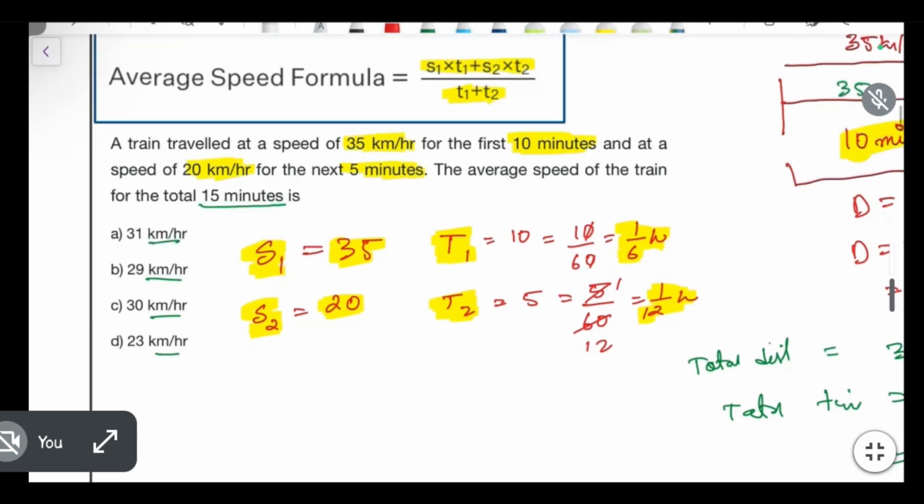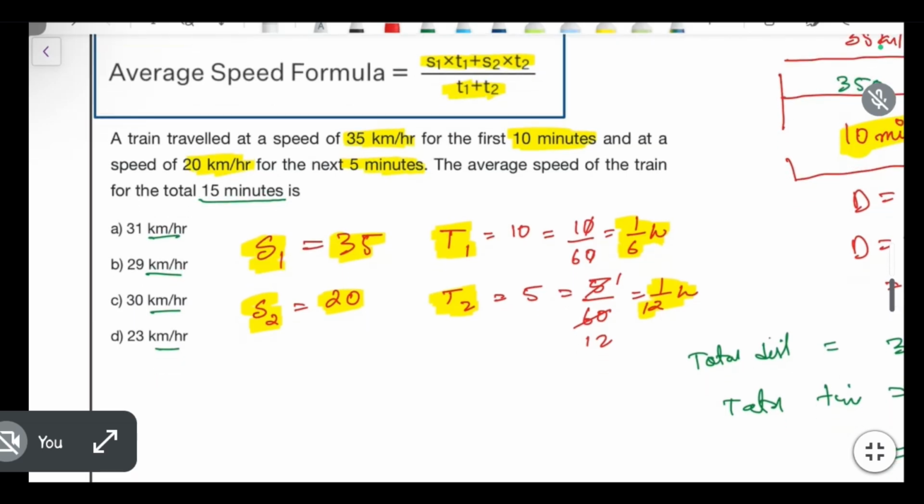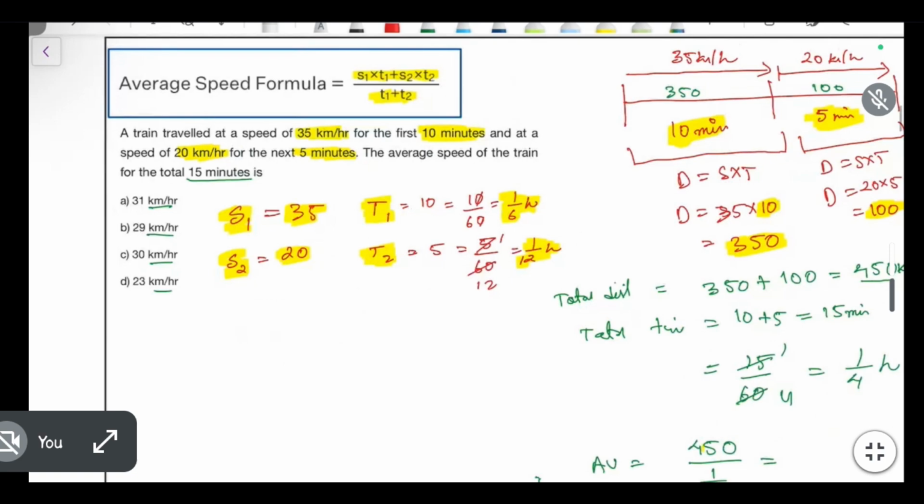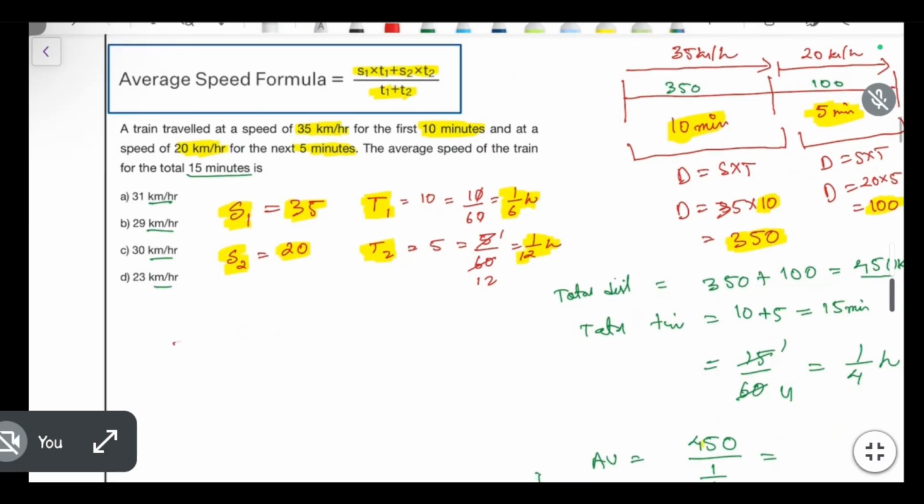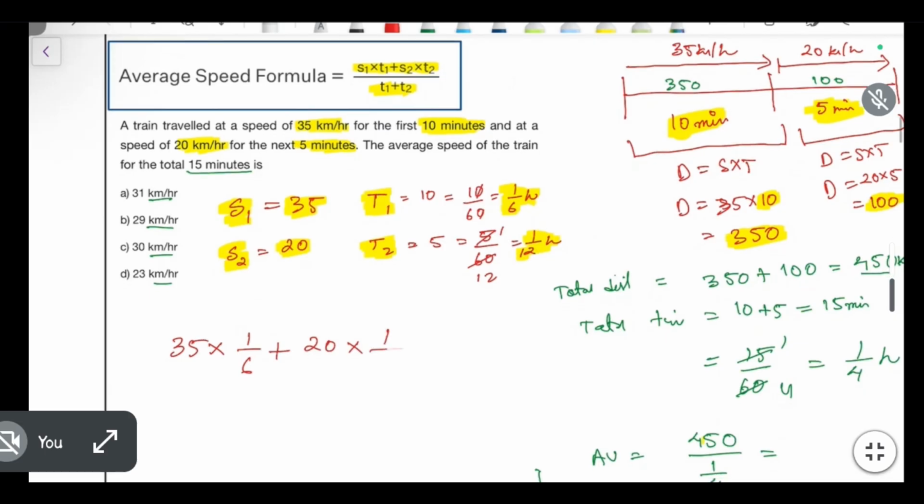By the formula, what do we have? The formula here is speed 1 into time 1 plus speed 2 into time 2, divided by time 1 plus time 2. I won't write the formula, I'll just directly put the values here, okay? So speed 1 is 35 into time 1, which is 1 by 6, plus speed 2, which is 20 into time 2, which is 1 by 12, divided by time 1 plus time 2.